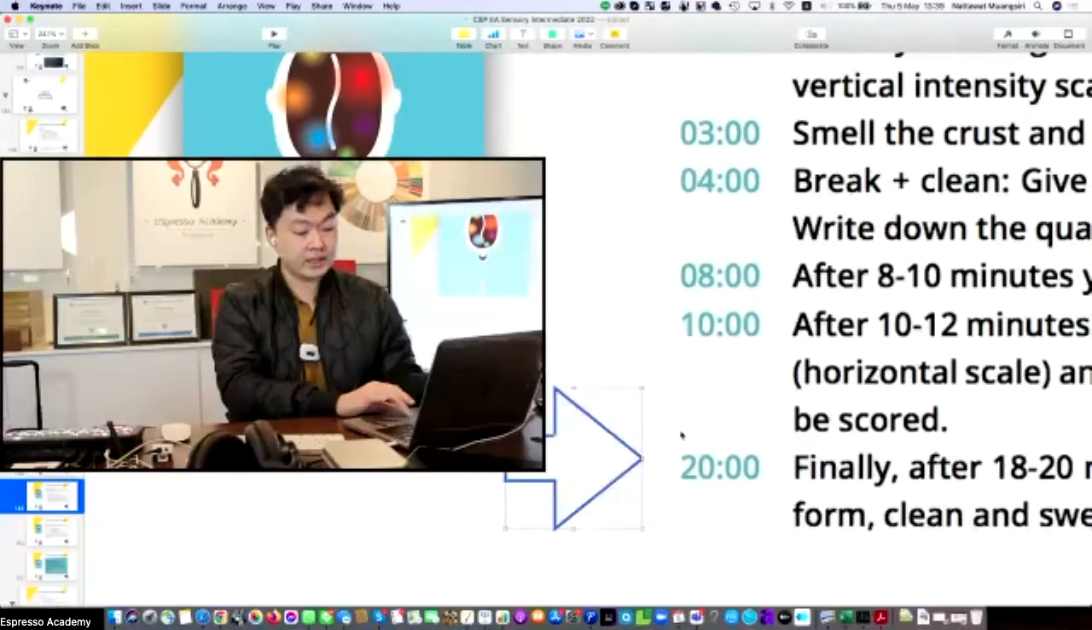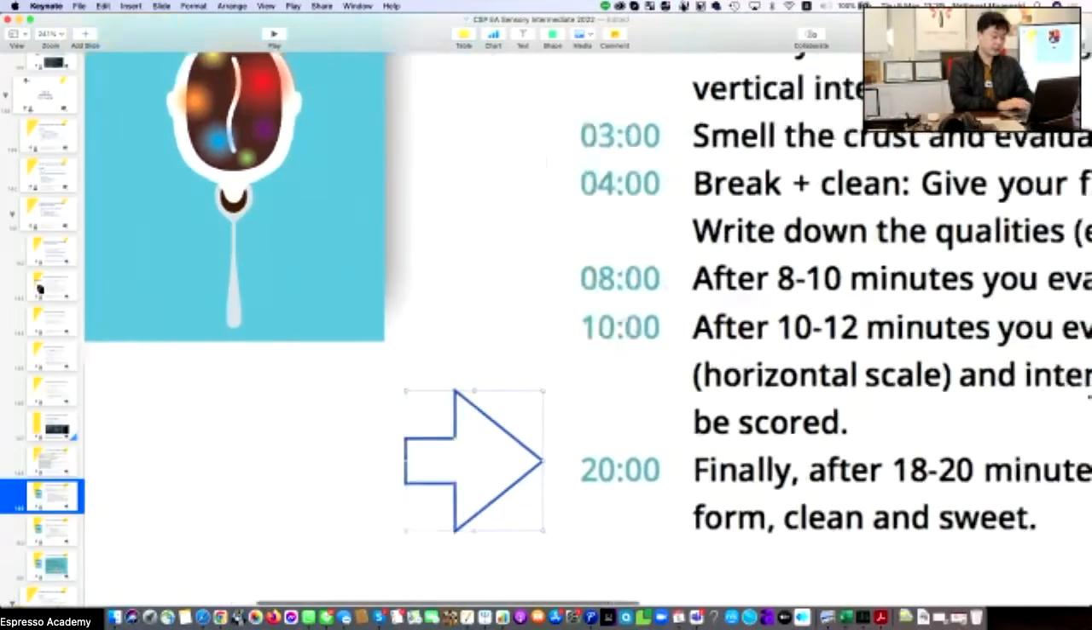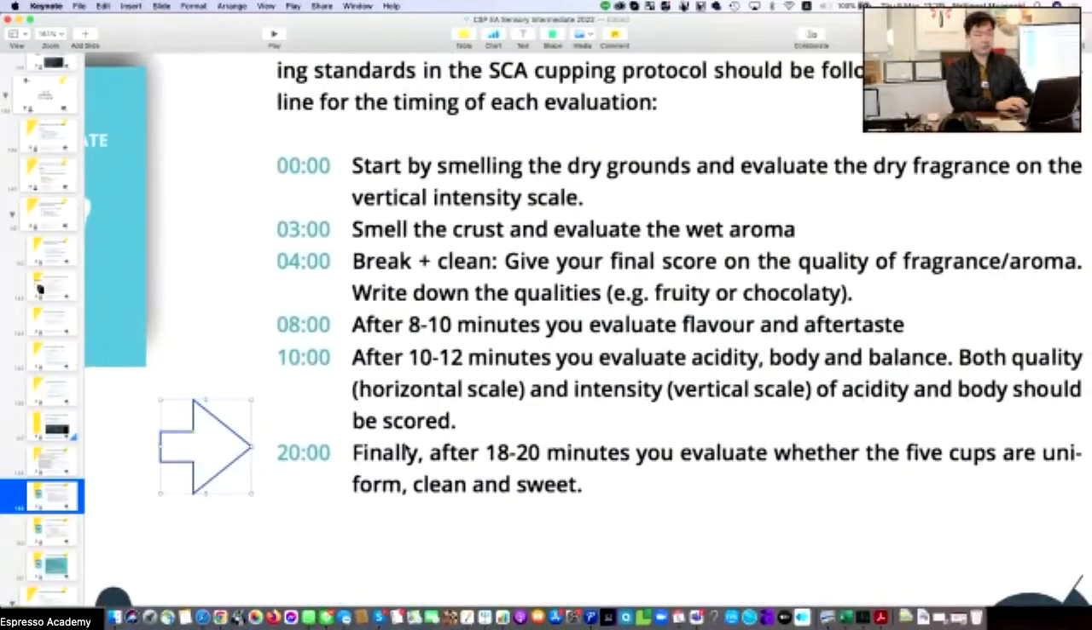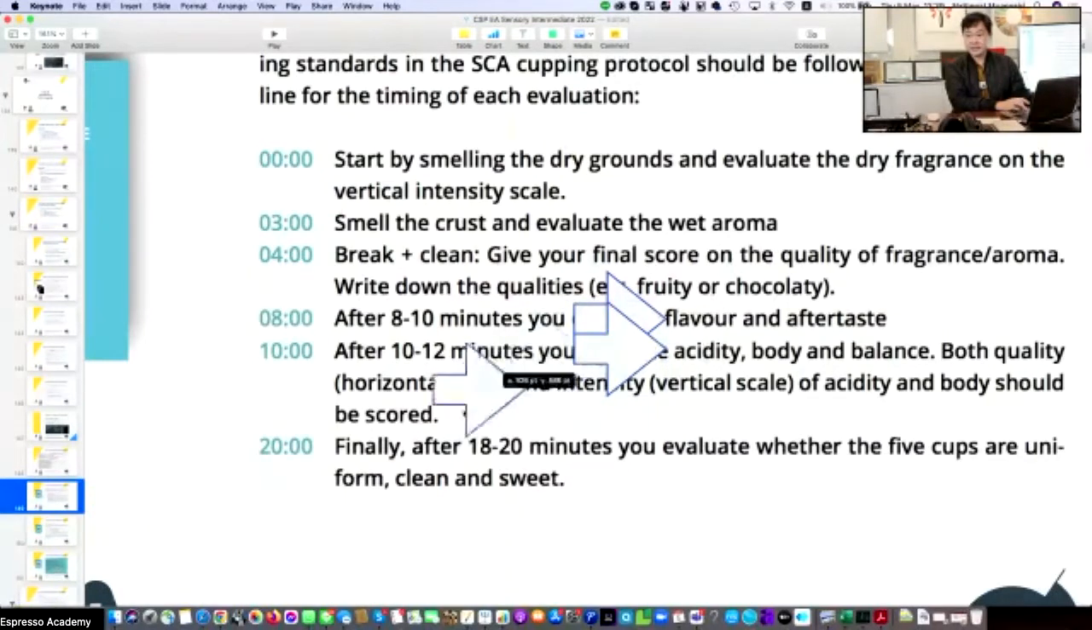Then you come back again, just keep going and keep repeating. That's how you do it. And each round you focus only on certain attributes at a time. For example, the first round you just do the fragrance and aroma, then the next stage you will have flavor and aftertaste, then you go on with acidity, body and balance, the 3 attributes within the time. And then later on you evaluate, because you might take sometimes 18 to 20 minutes to evaluate the 5 cups for uniformity, clean cup and sweetness. Why do they have to wait so long to check out the uniformity?